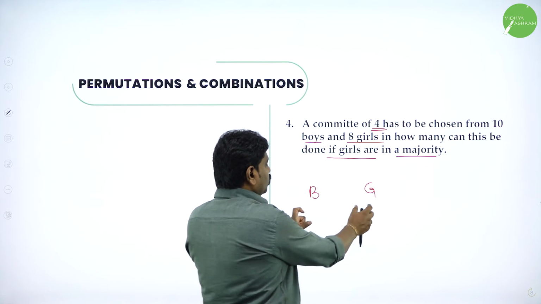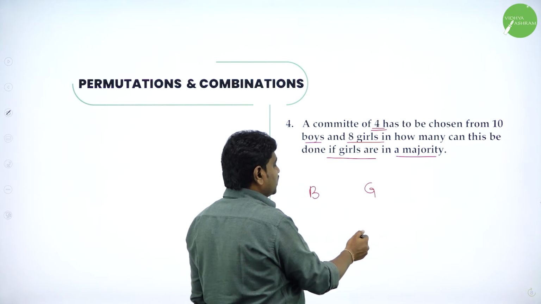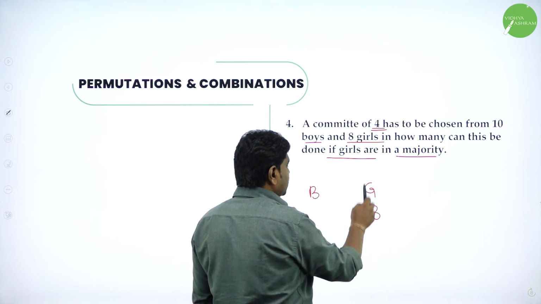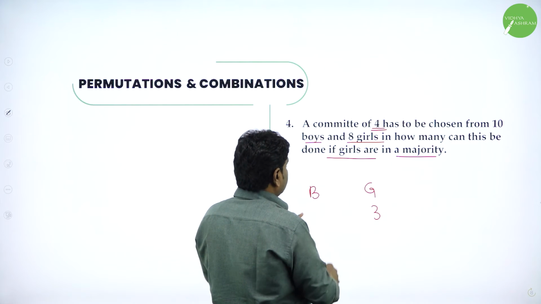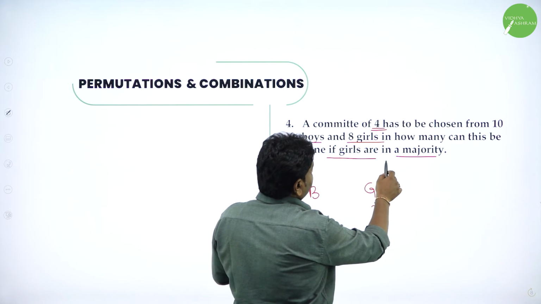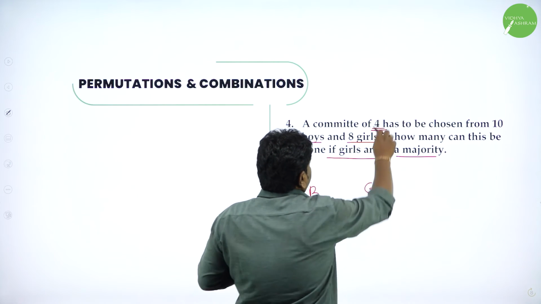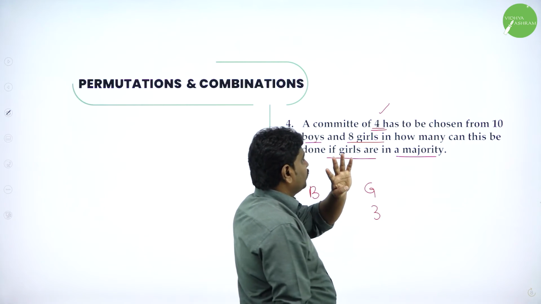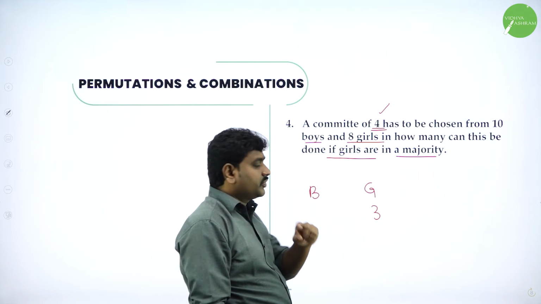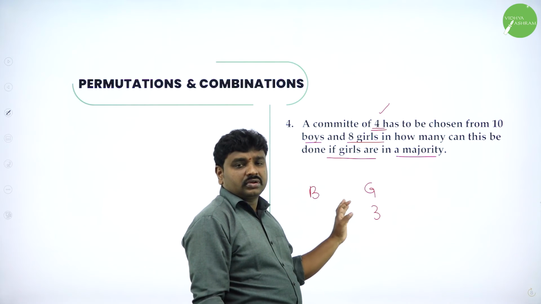If selecting 2 each, girls cannot be the majority. So girls have to be selected as 3. Then I can select boys. Selection has to be done 4, but girls should be the majority. If I take 2, it will become equal.